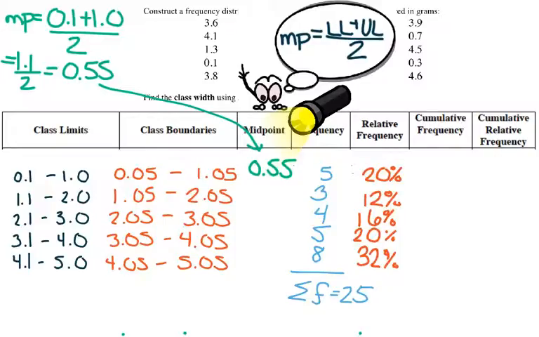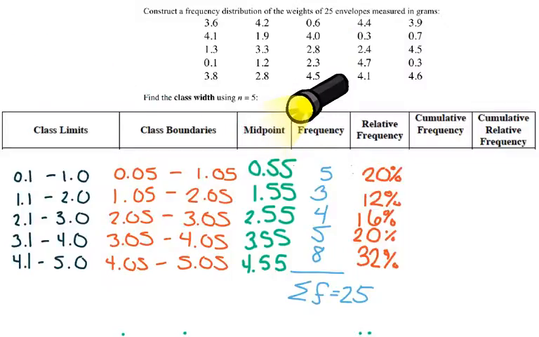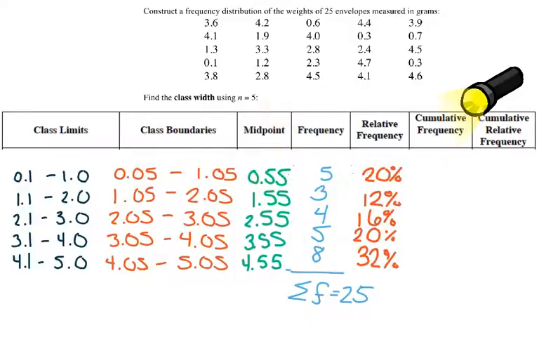Now, you could do that for each one of the classes, but it might take a lot longer than if you just use the class width to help you figure out the rest of it. So remember, the class width is extremely helpful. Our class width was 1, so I just added 1 to each one after that, because the class width works as long as you have a starting point.